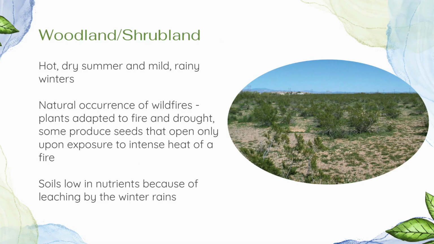The woodland or shrubland is characterized by hot, dry summers and mild, rainy winters. This biome is naturally prone to wildfires, and the plants here are adapted to fire and drought. For example, some plants produce seeds that will only open when exposed to the intense heat of a fire. The winter rains can cause leaching, so the soils in this biome are low in nutrients.